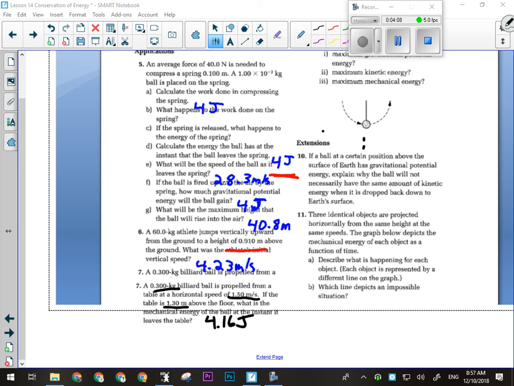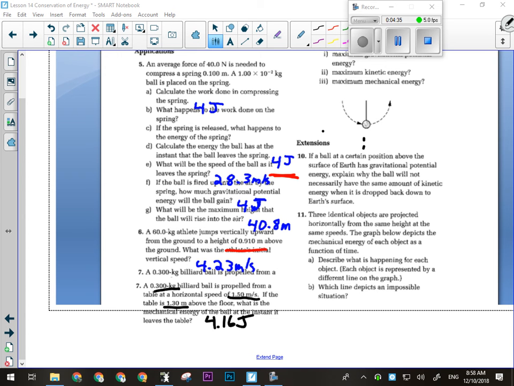So for number 6 here, we've got an athlete who jumps vertically upward from the ground to a height of 0.910 meters above the ground. Now, if I jump straight upwards, when I'm at my maximum height, how fast am I going? 0. So at that point, the athlete only has potential energy. When they're on the ground and getting ready to jump, they would only have kinetic. Nope, not potential.